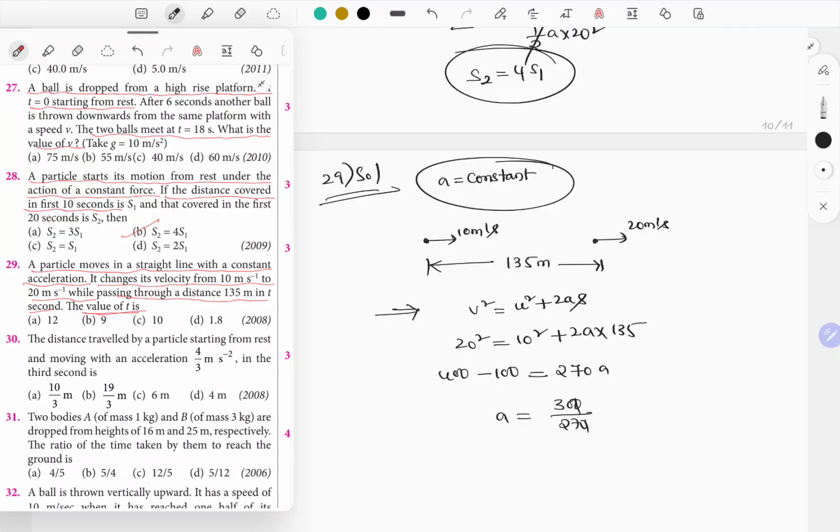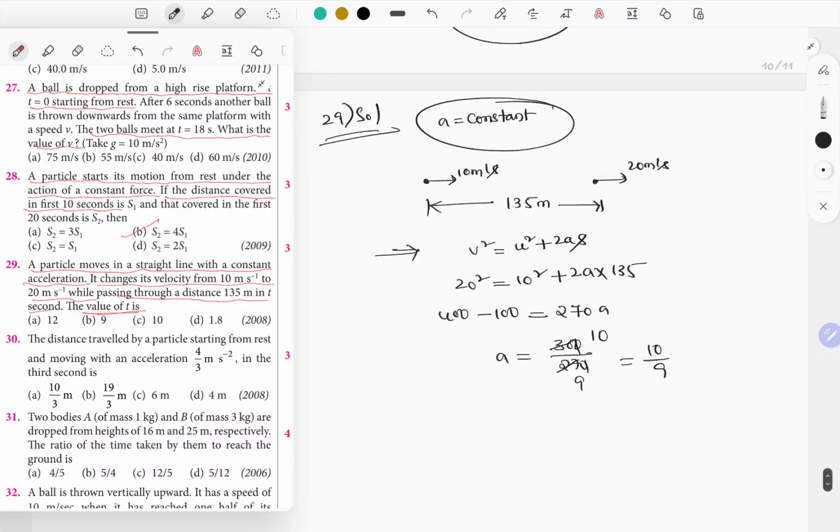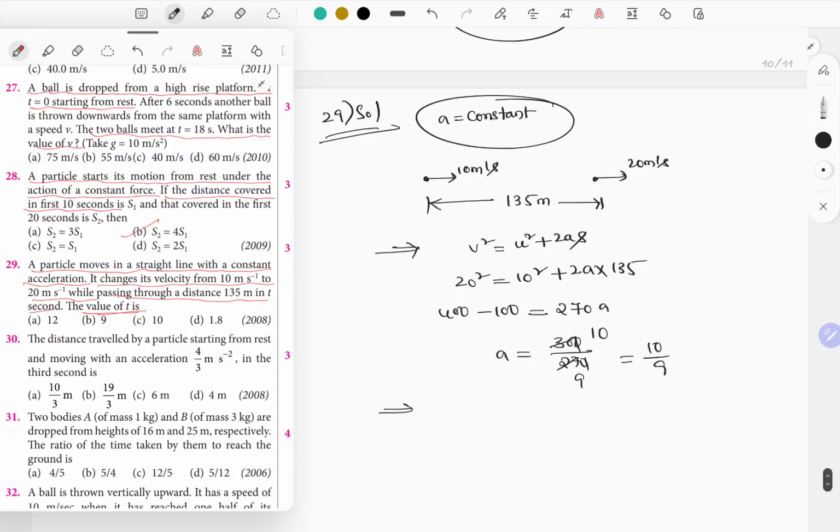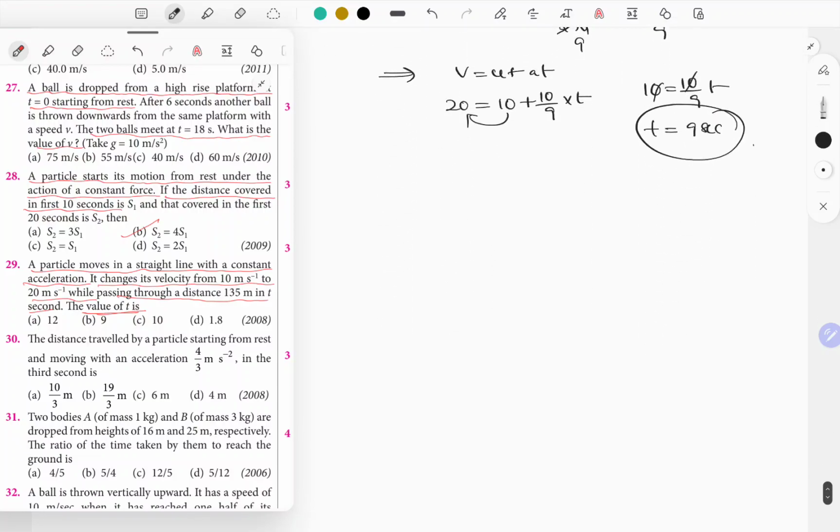0, 0 will get cancelled. So it is going to be 3 times 3, 9, which is equal to 10 by 9. This is the acceleration. They're asking time. So you can use V is equal to U plus AT equation. Final velocity is 20. Initial velocity is 10 plus acceleration is 10 by 9 into T. Then 10 is equal to 10 by 9 into T. Sending this 10 meter per second to the left side, 0, 0 will get cancelled. Then T is equal to 9 seconds is the answer. Very good. Next.